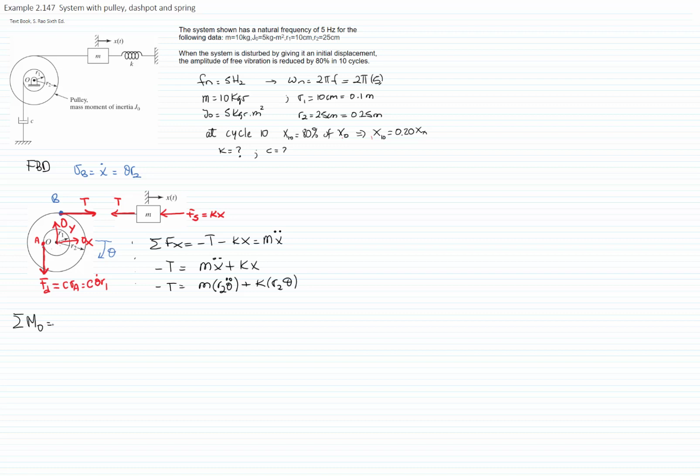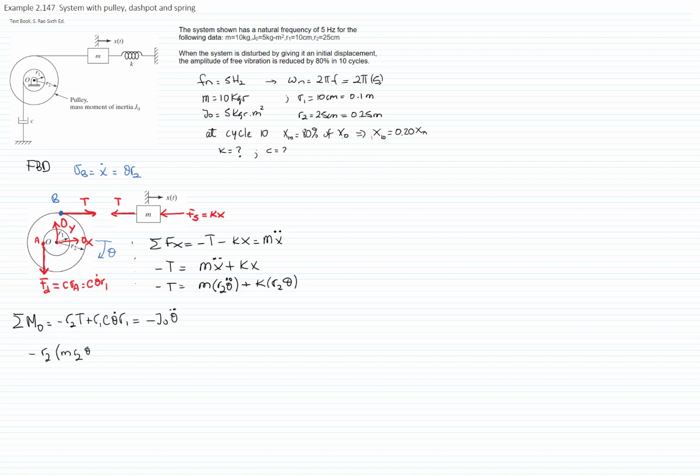Now let's take moment with respect to the center of the pulley. The forces that create moment are the tension multiplied by R2 plus the force of the spring, which is the constant of the spring times the velocity of point A, which is theta dot R1, and that equals the mass moment of inertia times the angular acceleration of the pulley.